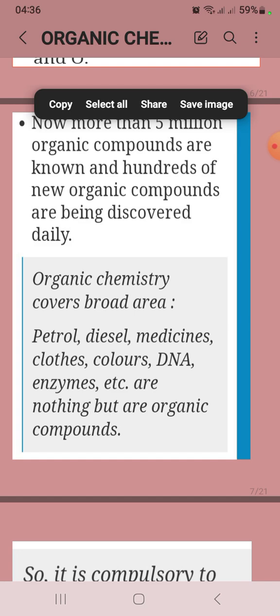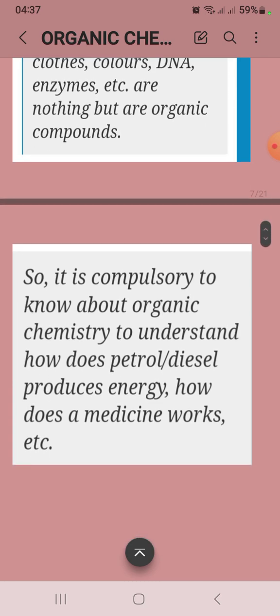So you can see that your life solely depends upon organic compounds also. Directly or indirectly, in everything that you are using in your daily life, you are relying on organic compounds. That is why it's necessary to learn organic chemistry and to know the nature of organic compounds.